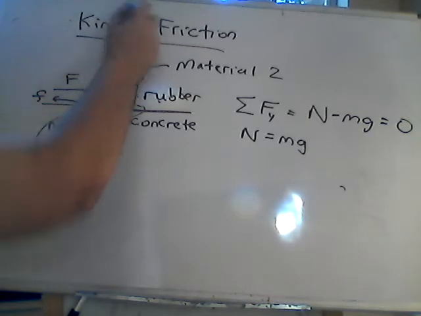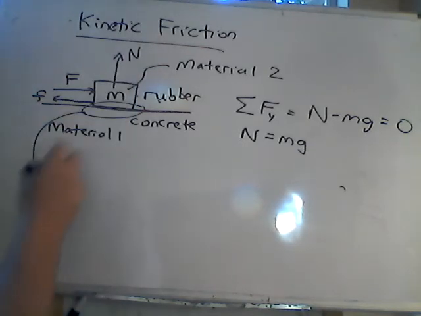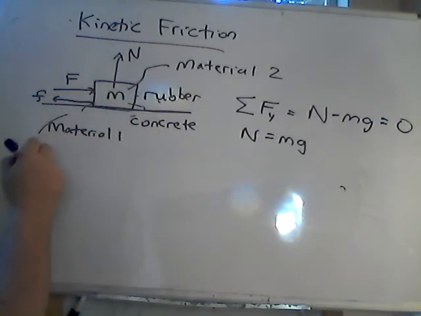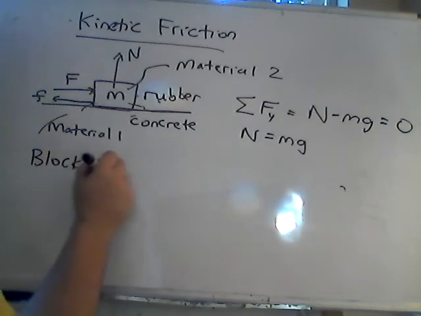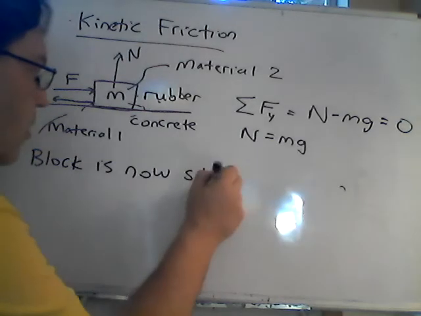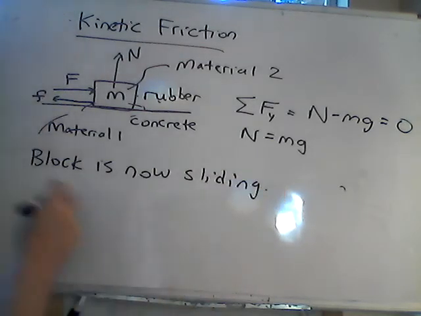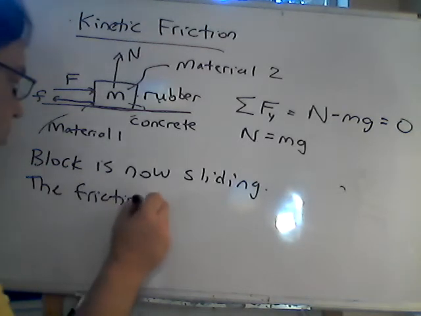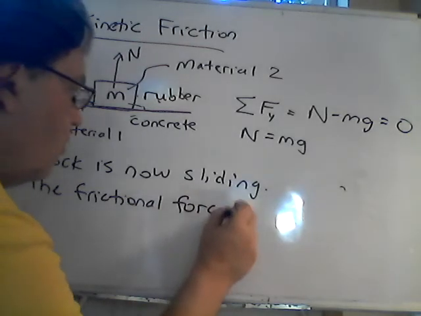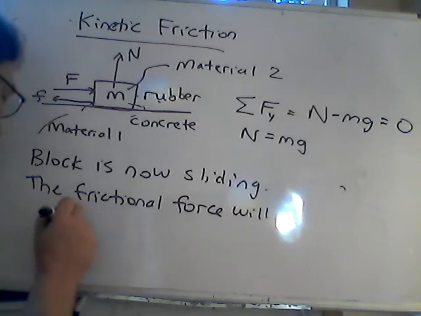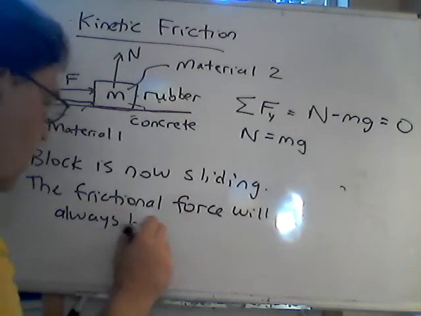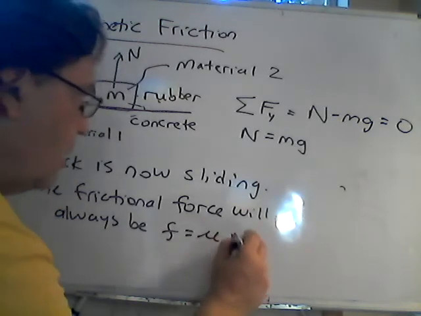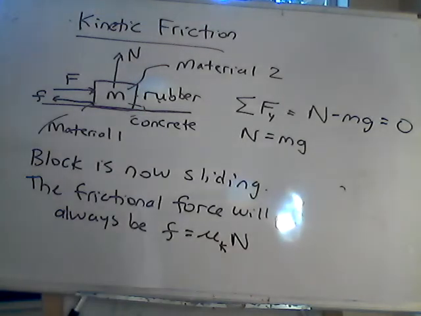Kinetic is a word that means motion. Kinetic friction means now the block is sliding. So now the block is sliding, it's in motion. So now the frictional force will always be little f equals mu sub k times the normal. That's a different value.